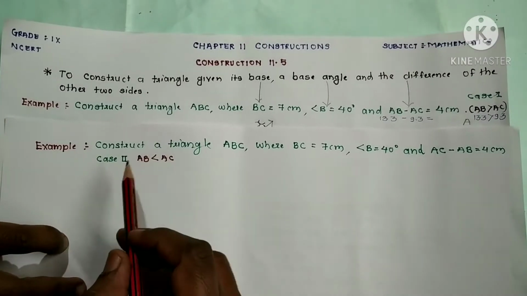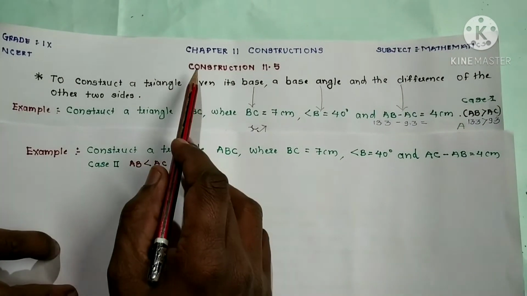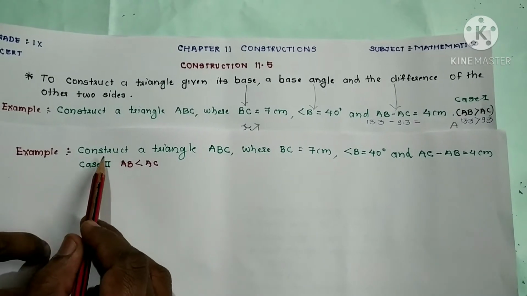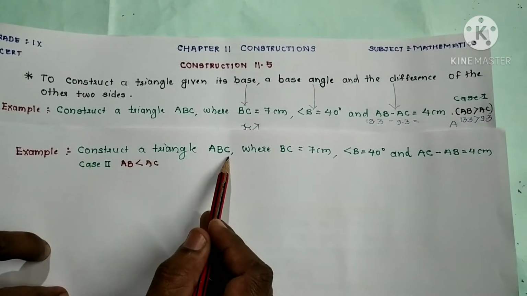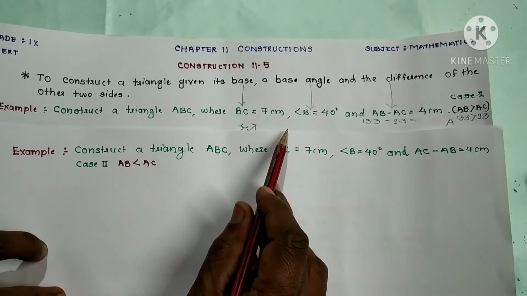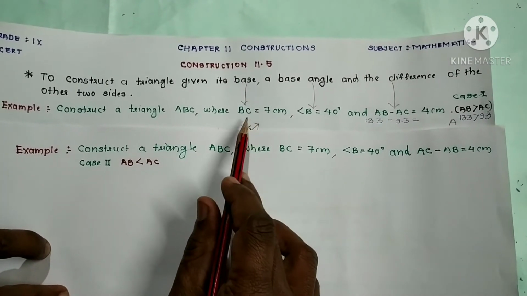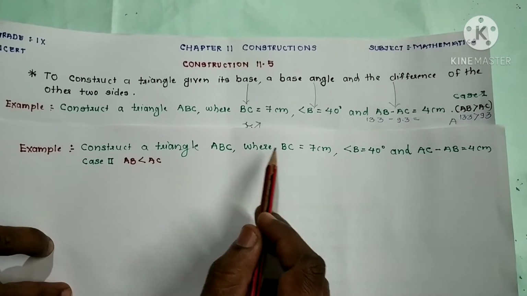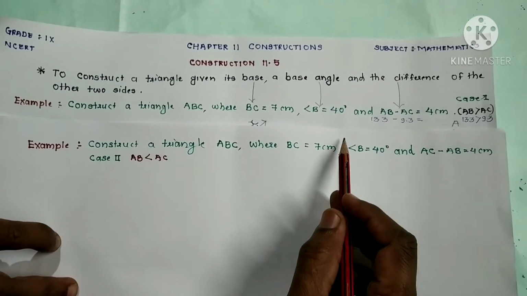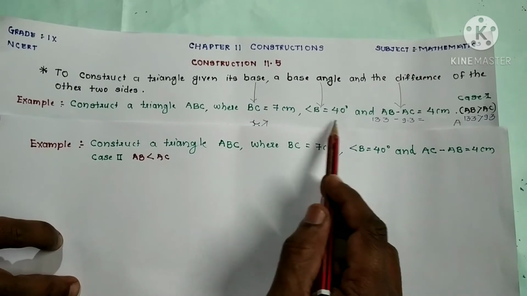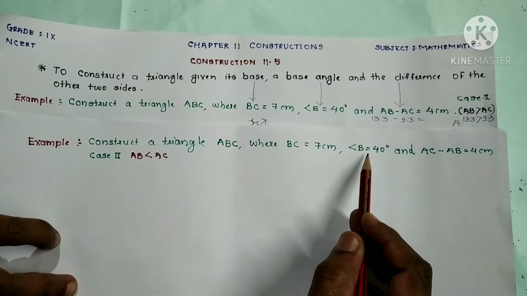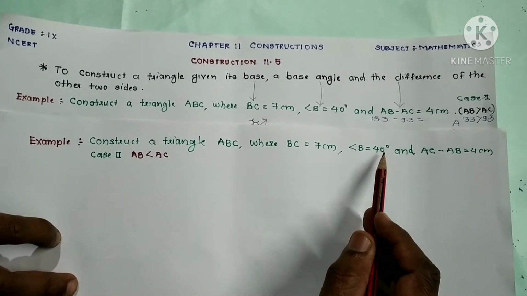Now let us take the second case for this construction 11.5. So what is the second case? Consider triangle ABC where BC is equal to 7 cm. The base I have taken the same as it is. For the first case I have taken BC is equal to 7 cm, and for the second case also I have taken base BC is equal to 7 cm. And the angles also I have taken the same. For the first case I have taken angle B is equal to 40 degrees, and for the second case also I have taken angle B is equal to 40 degrees.